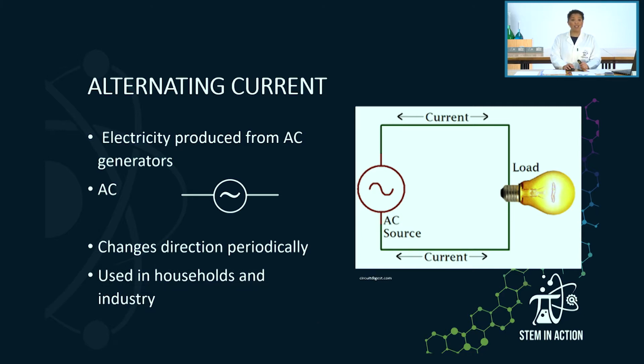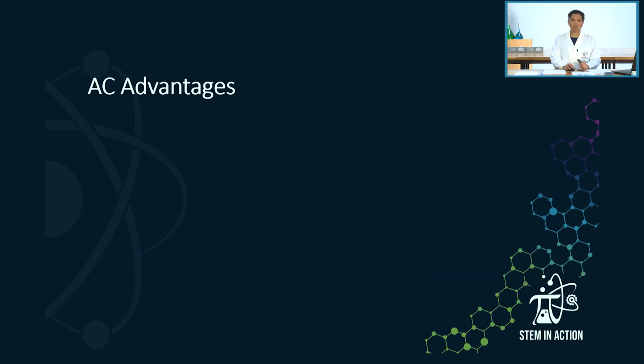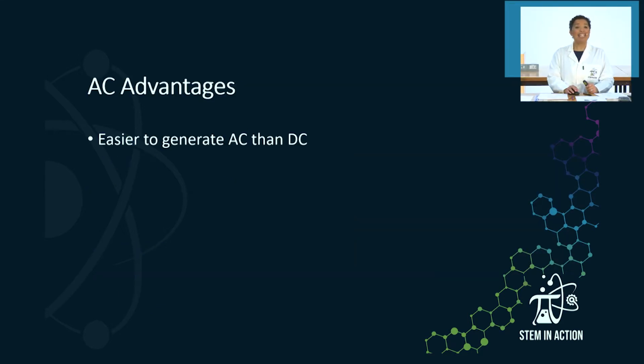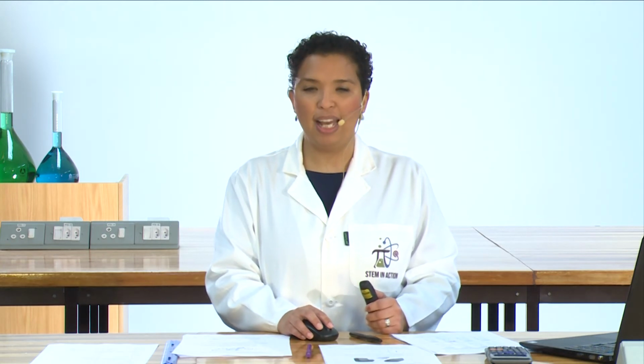AC, or alternating current, is used in households and industry. So let's go find out a little bit more about AC. What are the advantages? It's much easier to generate alternating current than direct current. This is quite interesting because for most of your high school physical science, you've always been learning about DC, or direct current, your positive terminal and your negative terminal. And now in grade 12, you are finally learning about the most commonly used type of current, which is alternating current. And we found that it's much easier to generate AC versus DC.